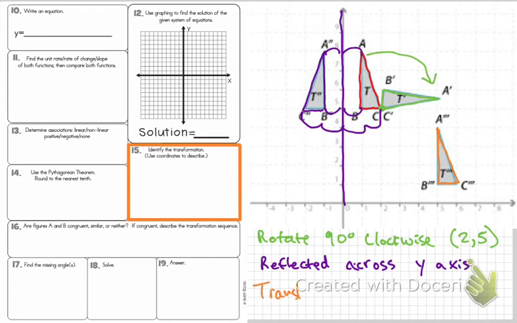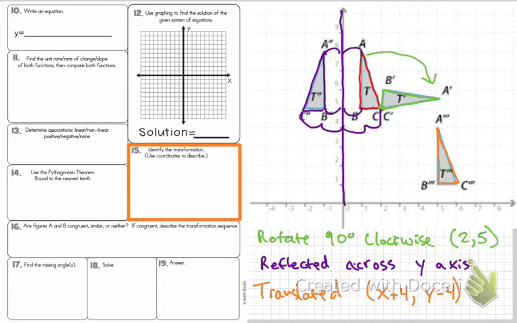Now, as I do that, I want to also make sure that I'm describing specifically how it translates. So I'm going to notice that the x coordinate points all moved to the right by 4 spaces, and the y coordinate points all moved down 4 coordinate spaces. So I'm going to describe this as x plus 4 and y minus 4.